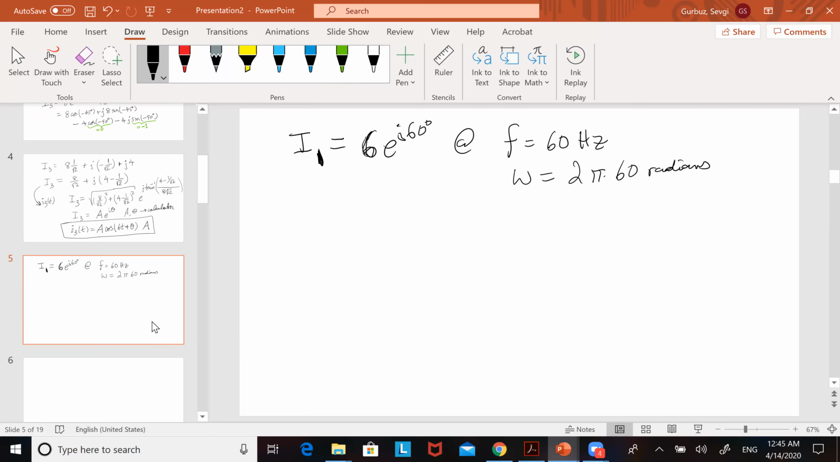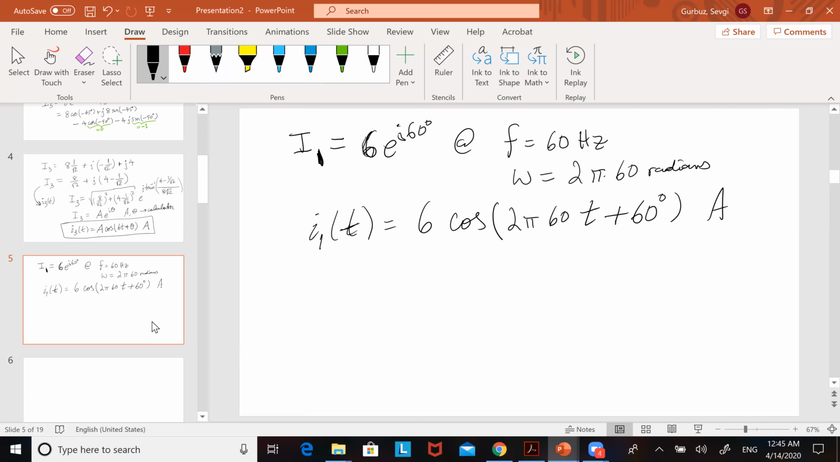So when I'm now converting this back as an I1 of t term, I would write this as 6 times cosine of the frequency, which would be 2 pi times 60 times t, plus the phase. The phase here is just going to be the argument of j, which is 60 degrees. So I'd write plus 60 degrees, and this is amps. So this is how we would write the real valued function that corresponds to the phasor I1 equals 6 e to the j 60 degrees at a frequency of 60 hertz.